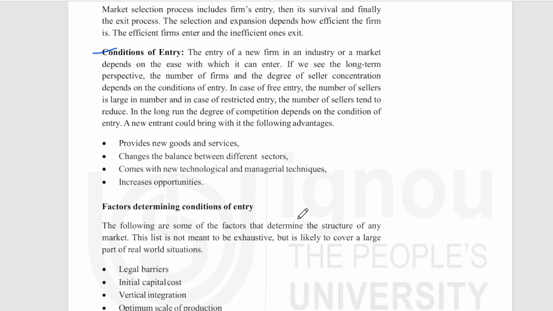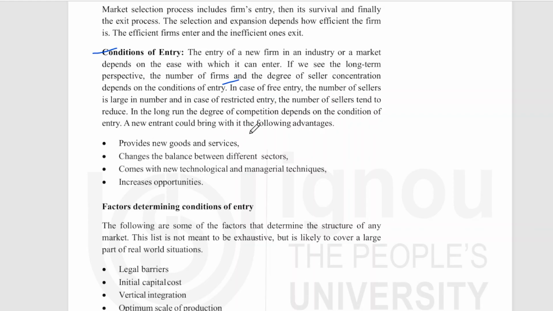So conditions of entry: the entry of a new firm in an industry or a market depends on the ease with which it can enter. If we see the long term perspective, the number of firms and the degree of seller concentration depend on the conditions of entry. In case of free entry, the number of sellers is large, and in case of restricted entry, the number of sellers tends to reduce. And in the long run, the degree of competition depends on the condition of entry.